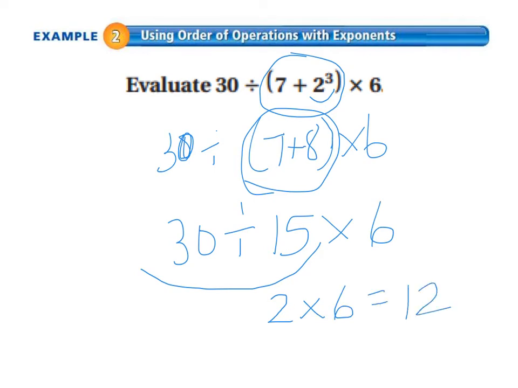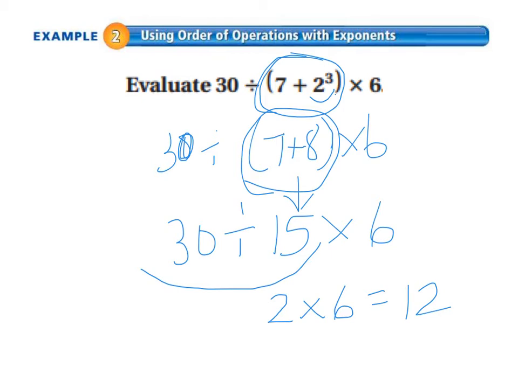So in evaluating 30 divided by the quantity 7 plus 2 cubed, times 6. Again, I started with the parentheses first, and within those parentheses, I performed the operation with the exponent, 2 cubed, to get 8, 2 times 2 times 2. I rewrote the expression, 7 plus 8, within those parentheses, and the rest of the expression stayed the same. 7 plus 8 was 15.